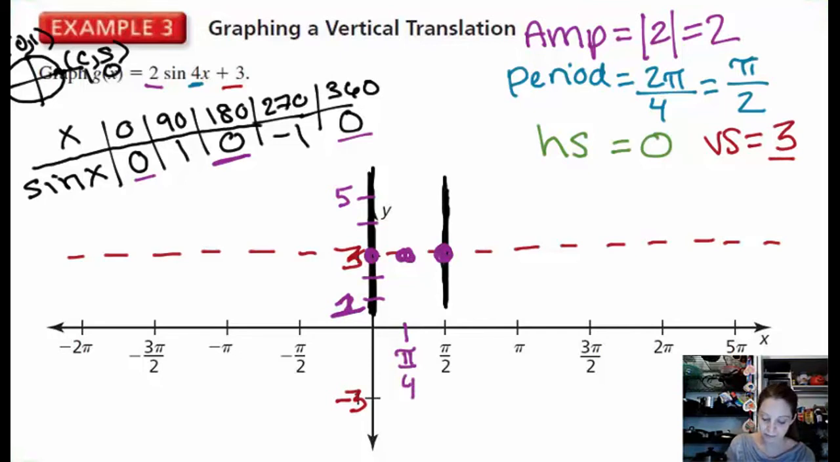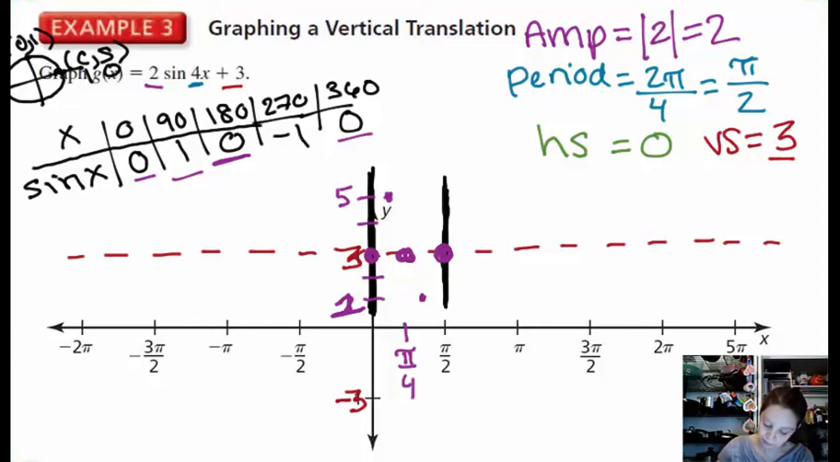And now the sine function goes up first, and then it goes through 0 and goes to its minimum value. So the maximum value is going to be midway between 0 and pi over 4, and it's going to be up here at 5. And the minimum value is going to be midway between pi over 4 and pi over 2, and it's going to be down here at 1. And those are the 5 points.